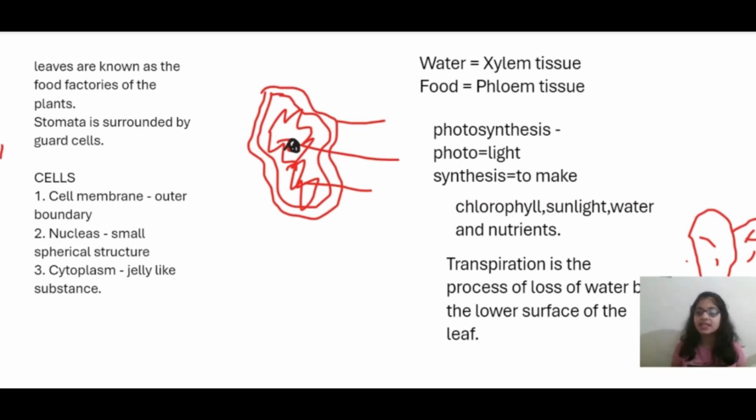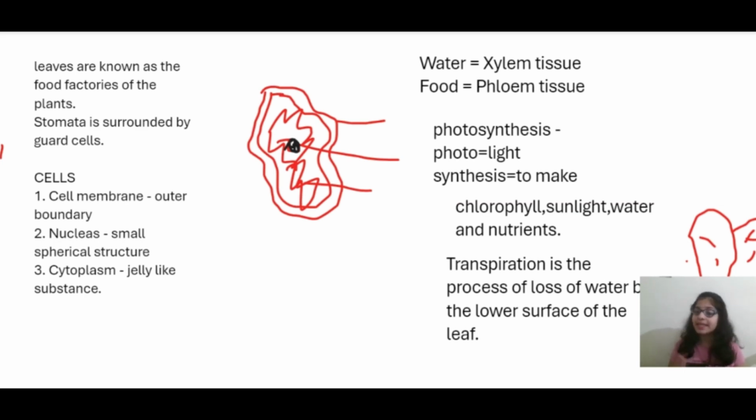Next, what we have to know is that the water and food is transported to all the parts through vessels which are present inside the stem. First of all, the water is transported by the xylem tissue, and food is transported by the phloem tissue. Photosynthesis. In the word photosynthesis, photo means light and synthesis means to make.